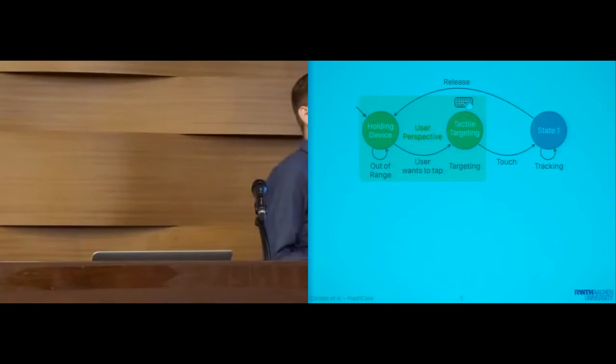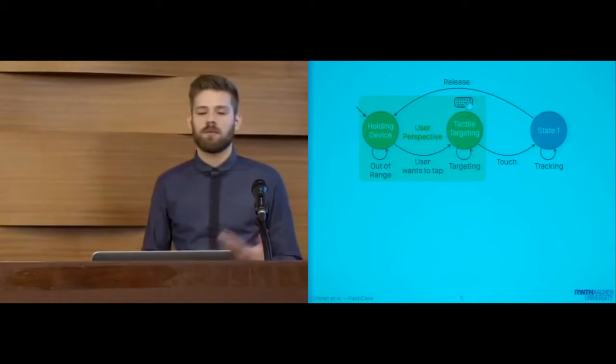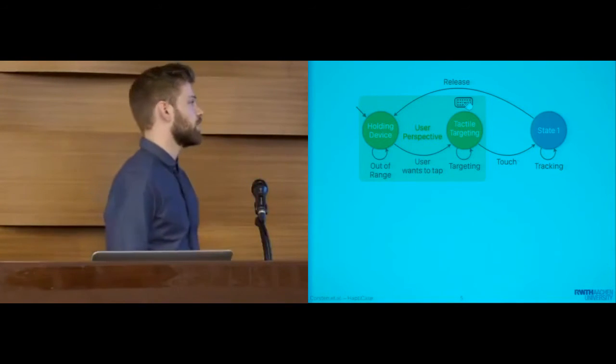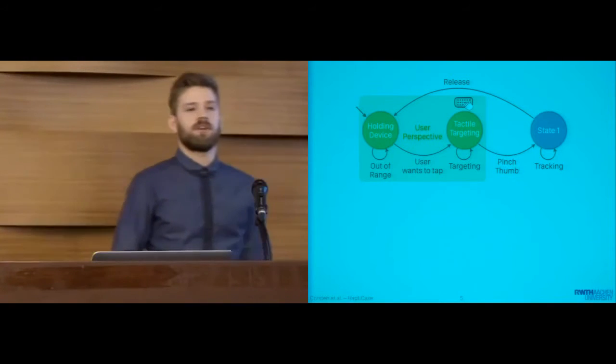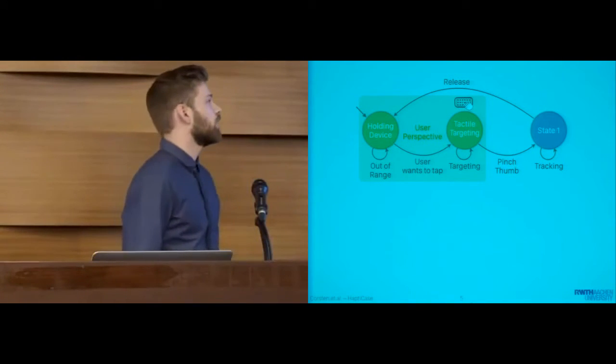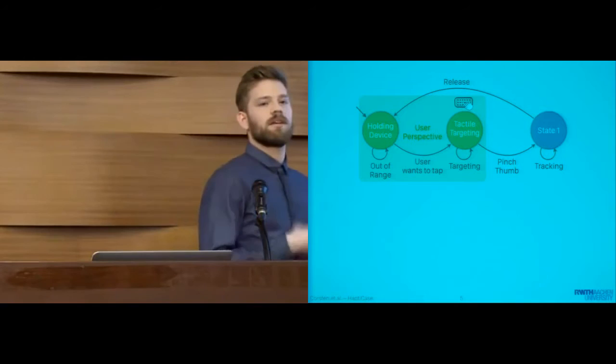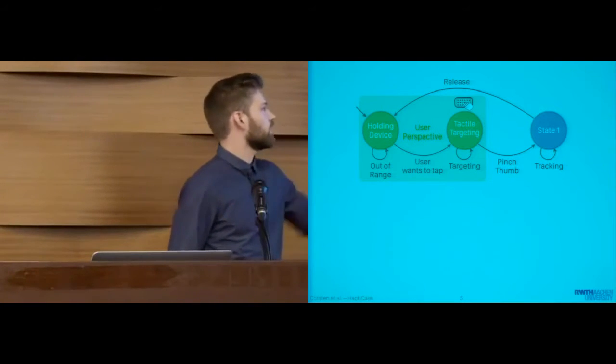So instead of simply touching with our forefingers, what we now do to communicate a touch to the touch screen, we simply pinch the thumb, and then we end up again in state 1. We are in tracking until I release my finger. I go back to holding the device, because then when I want to tap again, I basically have to come from holding the device.